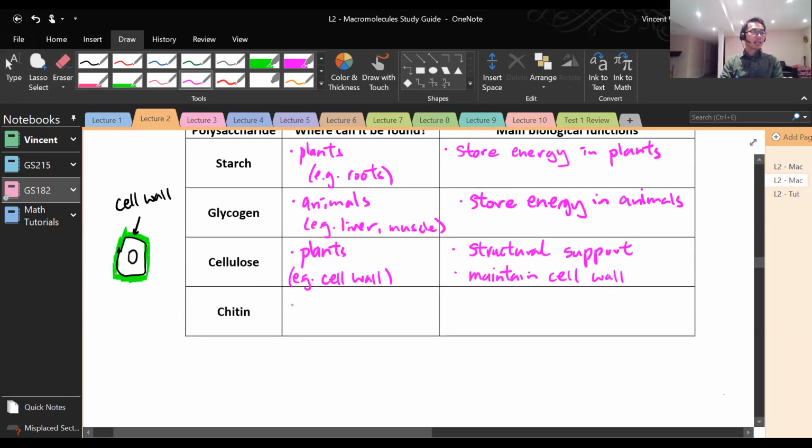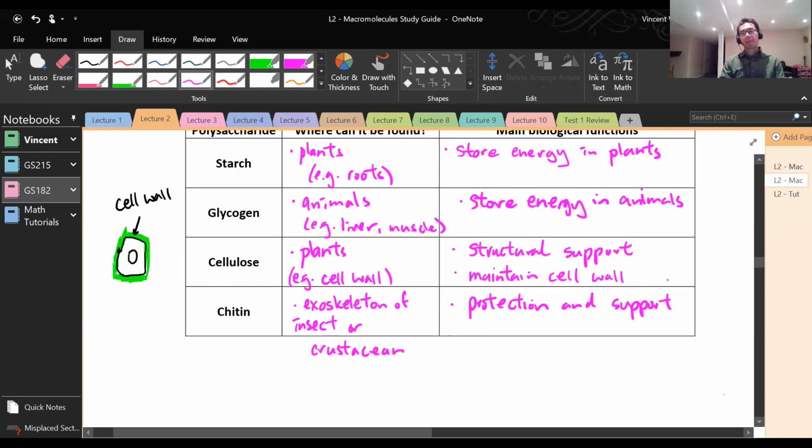Last one is chitin. So we can say the exoskeleton of insects, or crustaceans, like lobsters, like seafood with a hard shell on the outside. And what do they use it for? Protection and support.